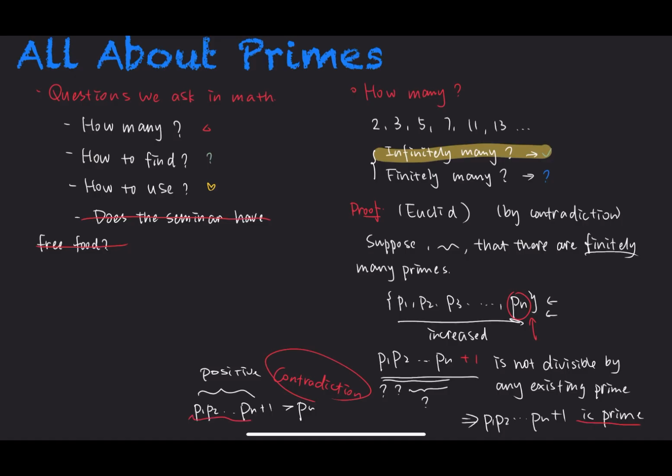So our initial supposition, suppose that there are finitely many primes, cannot be true. Therefore, there are infinitely many primes. There are infinitely many primes. So take a moment to appreciate the beauty of this proof.